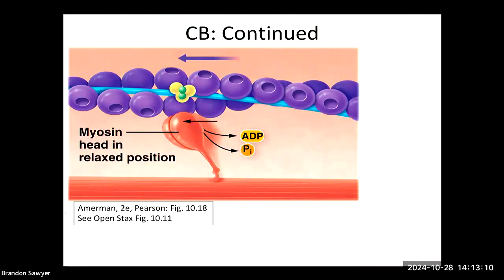Step three now is phosphate and ADP come off. Okay, they're removed from the myosin head, and then that makes the myosin head go back to its original shape, back to that 45-degree angle. And since it's attached to actin, it just brings actin with it, right? So it just pulls it back. This is actual muscle shortening right here.